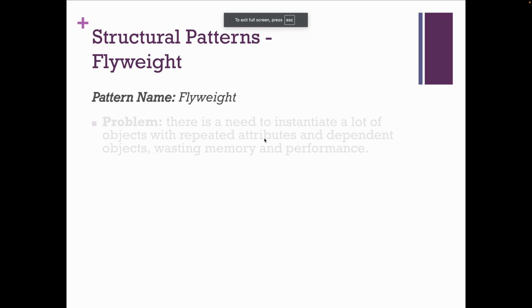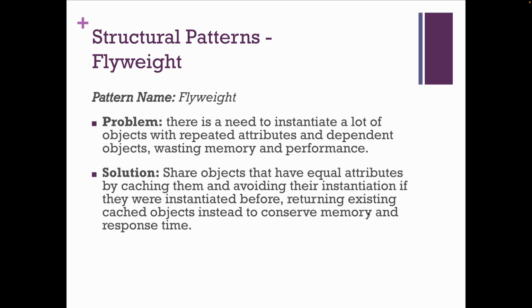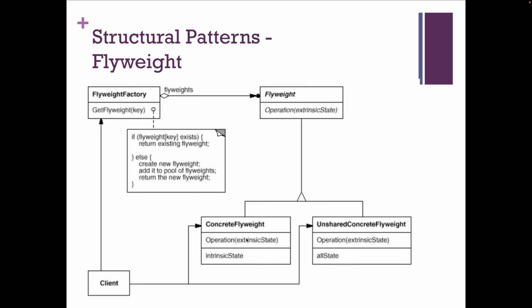Flyweight is basically, there's a need to instantiate a lot of objects with repeated attributes and dependent objects, wasting memory and performance. So what we could do is share objects that have equal attributes by caching them and avoiding their instantiation if they were instantiated before, returning existing cached objects to conserve memory and response time. It's pretty basic. It's just a fancy name for caching, honestly, flyweight. It was one of the earliest versions of caching, I suppose, but it was a pattern back in the day. People now do caching all the time.